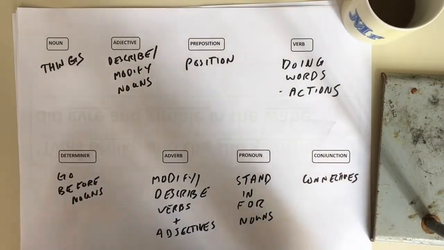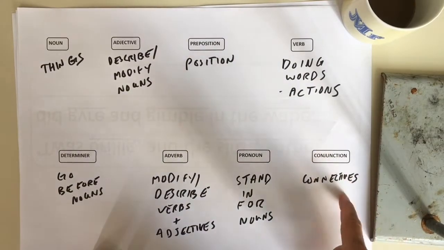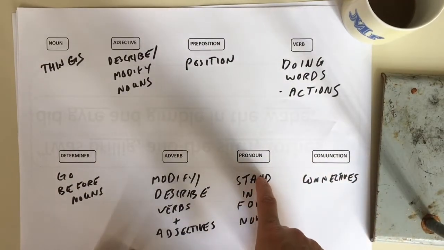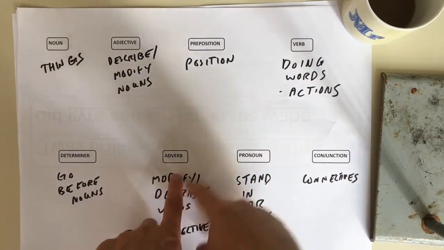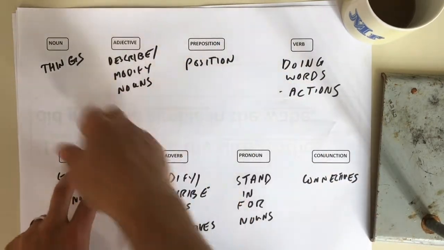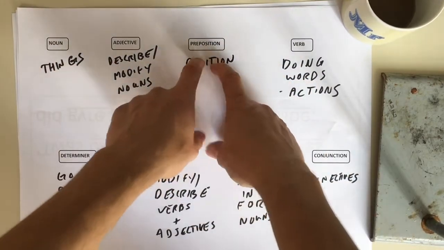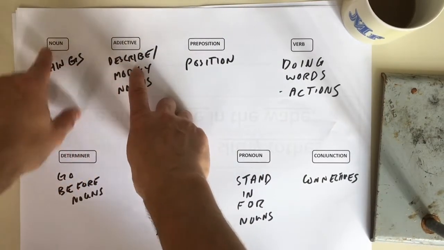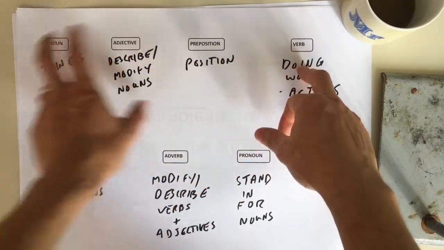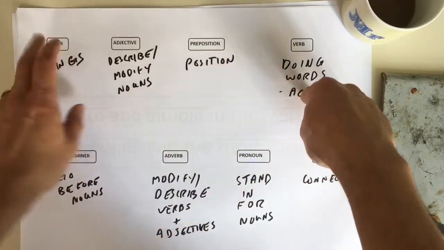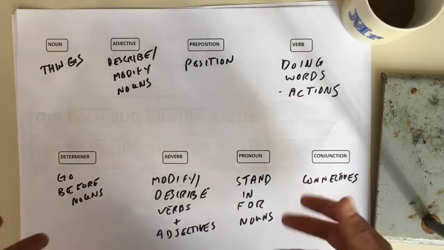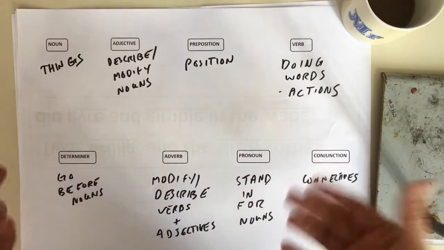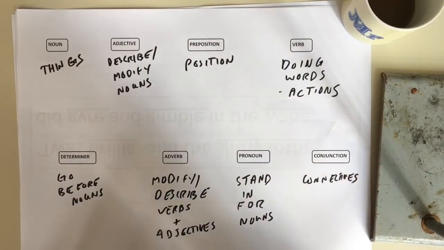So we've got all our 8 word classes. We've got connectives that connect this and that. Pronouns, they stand in for nouns. Adverbs, they modify verbs and adjectives. Determiners go before nouns. Prepositions show positions. Things, either concrete or abstract. Adjectives, they describe those things. And verbs are the things that things do, so they are doing words. Okay, all those 8 word classes. There's other things like interjections, but essentially this is all languages, really.